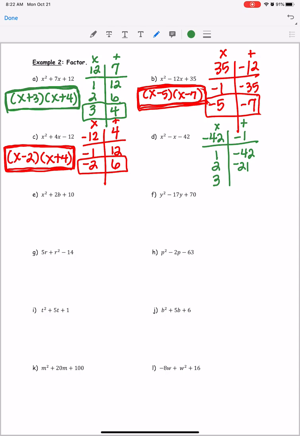I think that's 14, but let's look. Okay, so 3 times -14 gets me to -42, but when I add, is that -1? Nope, that's -11, so we've got to keep going. Can't divide in a 4, I don't think. Okay, can't divide in 4. I know I can't divide into 5 since it doesn't end in 0 or 5. But 6 we can divide in.